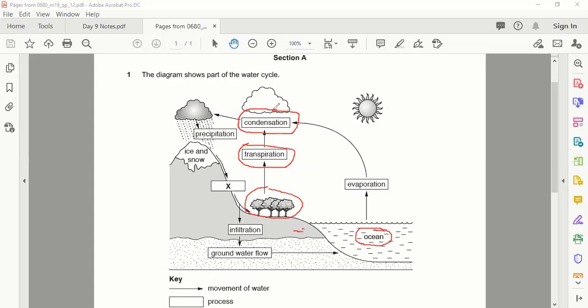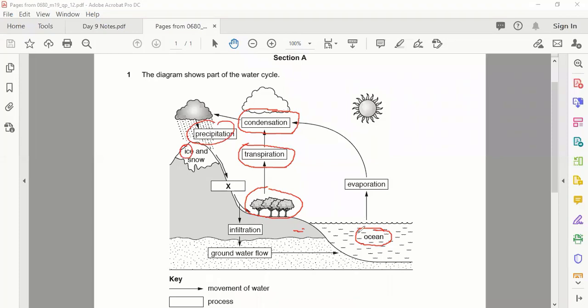Condensation. Condensation means the water vapors, which are in the form of gas, again convert into clouds, or you can say into liquid form. Understand? And when they become clouds, they come down in the form of precipitation, and that can be ice, snow, rain, hail, anything.